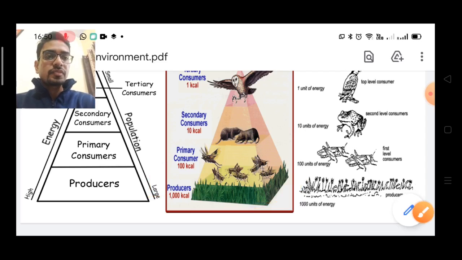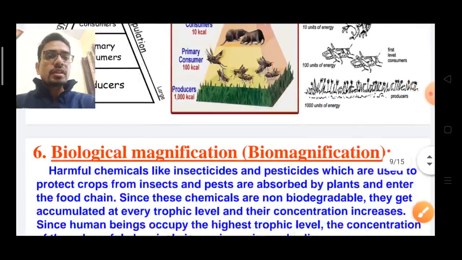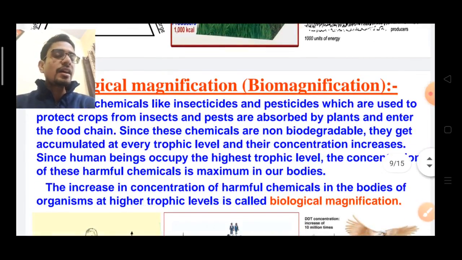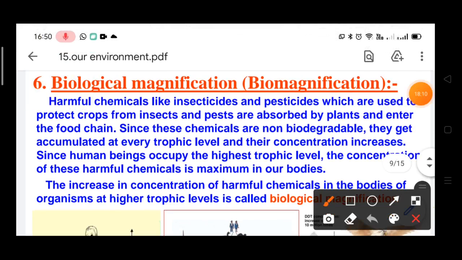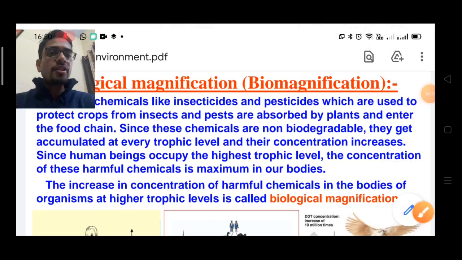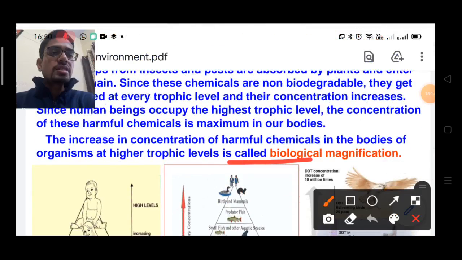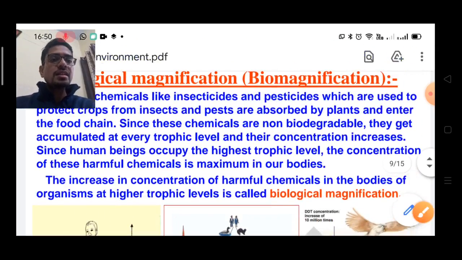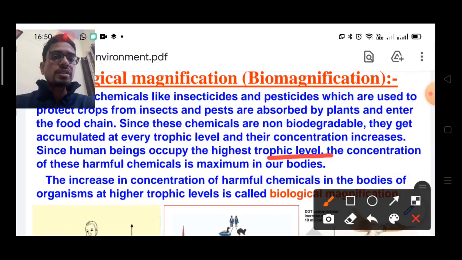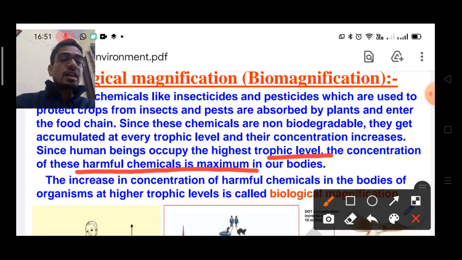to the next. And you know that generally humans are at the highest trophic levels. So you can say that the increase in concentration of harmful chemicals in the bodies of organisms at higher trophic levels is called biological magnification. Okay, generally humans occupy the highest trophic level. So the concentration of these harmful chemicals is maximum in our bodies.